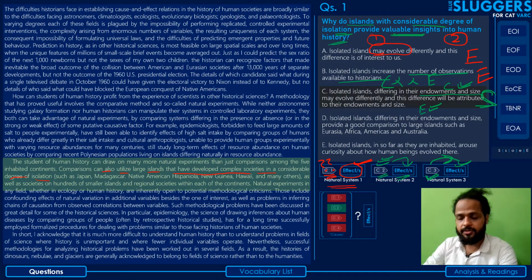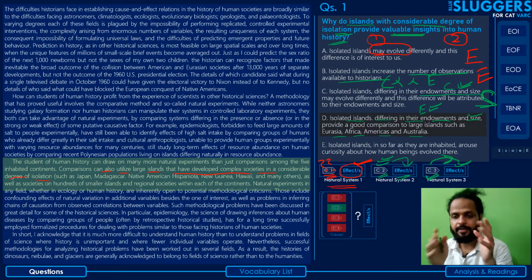We'll still read the other options and see what they are about. Next, option D says isolated islands differing in their endowments and size. Now, even in this option, the first part is totally apt. Differing, it has taken care of the cause. Endowments and size refer to the causative factors, right? So provide a good comparison to large islands such as Eurasia, Africa, Americas, and Australia. Now, the problem with this option is that it has gone too specific and too narrow, which the author hasn't implied or hinted or stated anywhere in the passage.